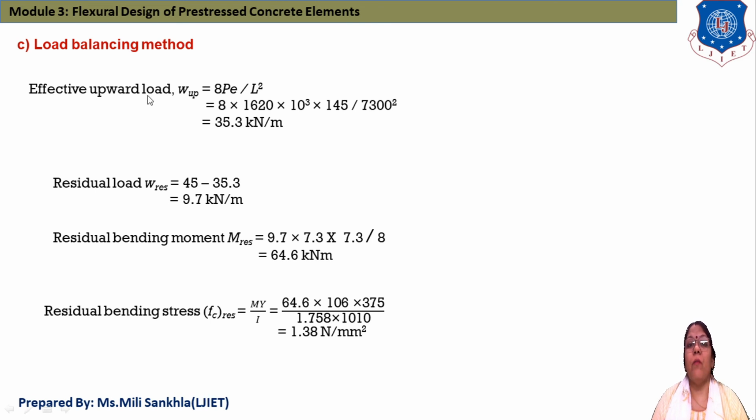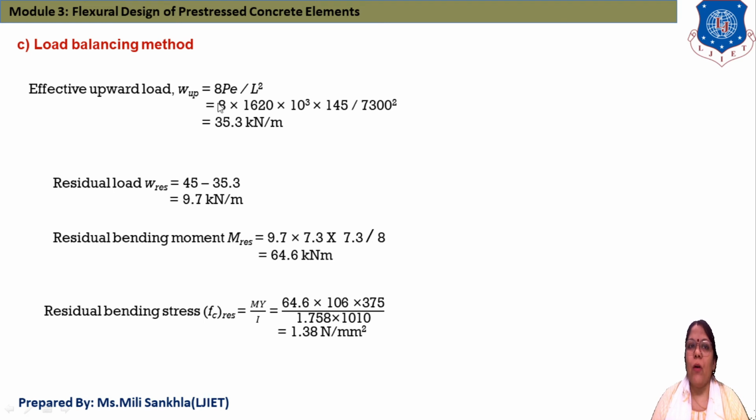When a simply supported beam is subjected to UDL load, the profile of curvature is parabolic. So the effective upward load W_up, that we already discussed, is equal to 8Pe by L squared, because P is equal to WL squared by 8. Here W_up is equal to 8Pe by L squared.